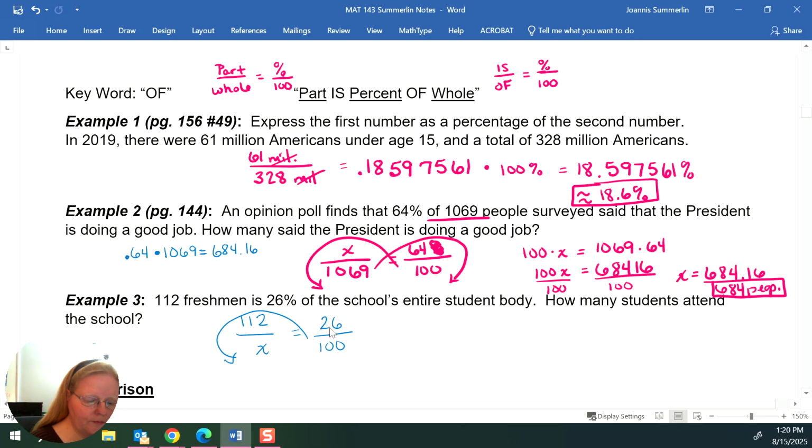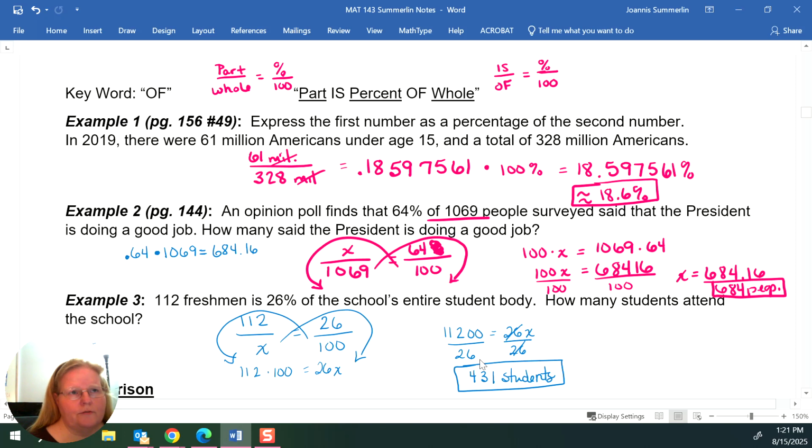Cross multiply. You have 112 times 100 equals 26x. So that gives you 11200 equals 26x. If I divide this side by 26, they'll cancel out. So I divide this side by 26, and you get roughly 431 students, rounding to the nearest whole student, roughly.